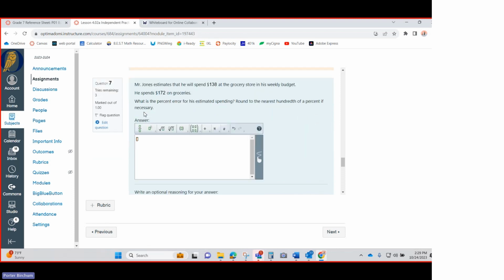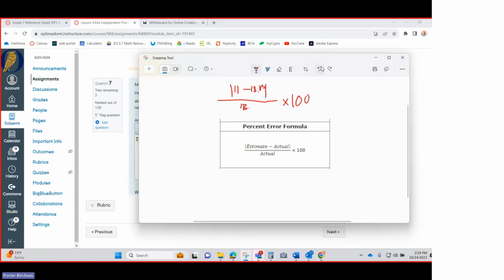Yay. Question 7. Mr. Jones estimates that he will spend $138 at the grocery store on his weekly budget. He spends $172 on groceries. What is the percent error of his estimated spending? Round to the nearest hundredth of a percent. So we're going to use, you guessed it, the percent error formula again.